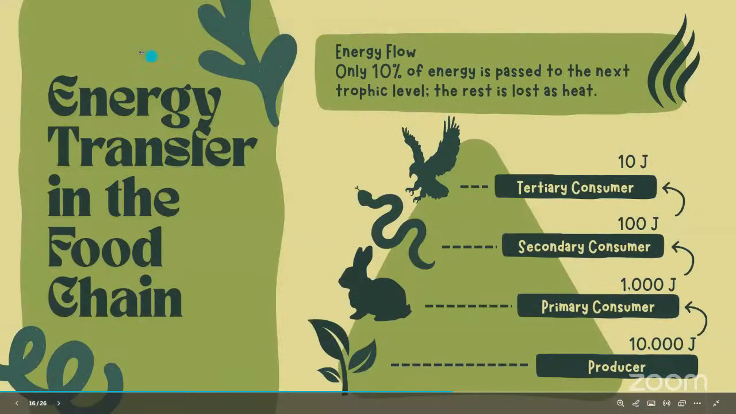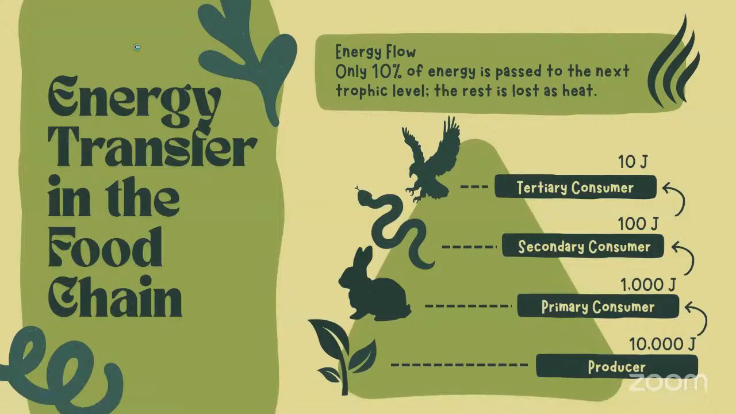Then let's move on. So this is the energy flow. This is what I was talking about. Only 10% of the energy is going to be passed to the next trophic level. The rest is going to be lost as heat. You can see the producer has 10,000 joules, the primary consumer 1,000, then it goes to 100. So the tertiary consumer finally is only going to get 10 joules of energy.